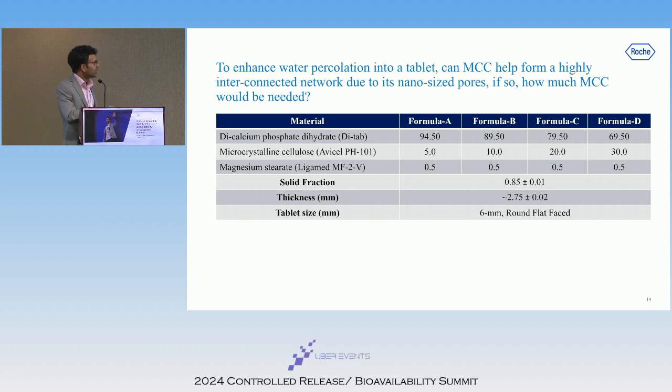To do that, we did a systematic and structured study to compare the water uptake kinetics between these different model formulations, and B, understand at what concentrations of MCC we can achieve optimum and desirable quality attributes of the immediate release tablet. So the pure DCP tablets were spiked with 5 to 30% of MCC, and all the tablets were compressed at 0.85 solid fraction, and the thicknesses were maintained constant.